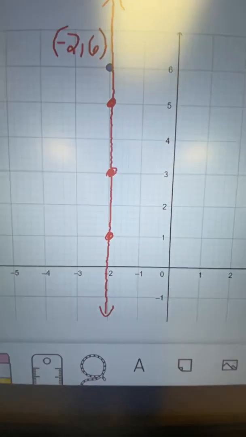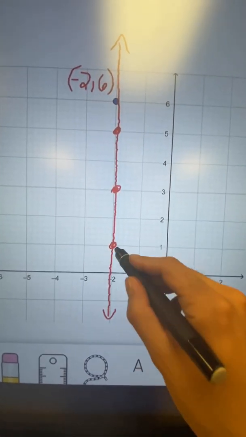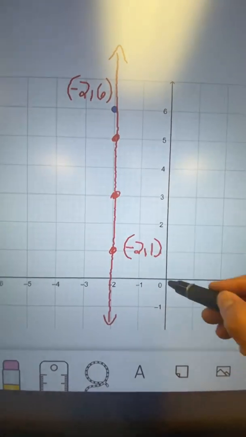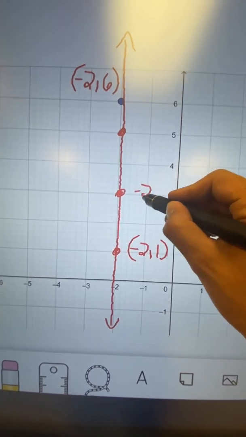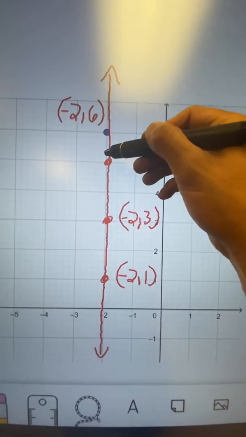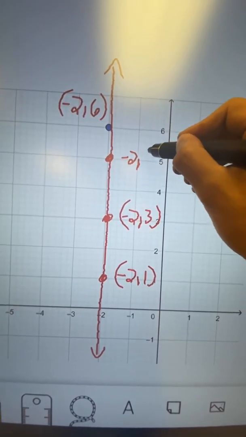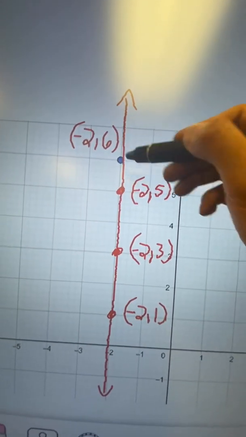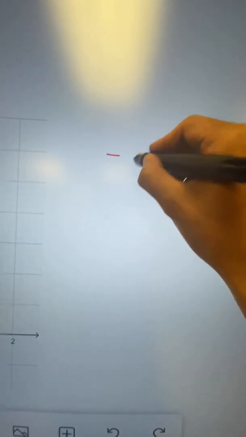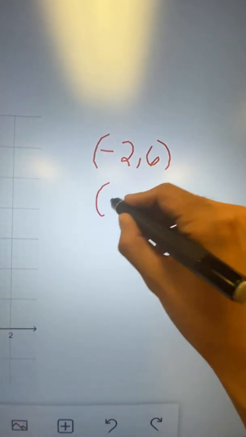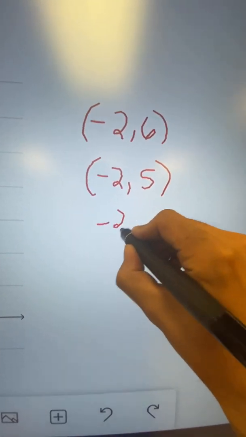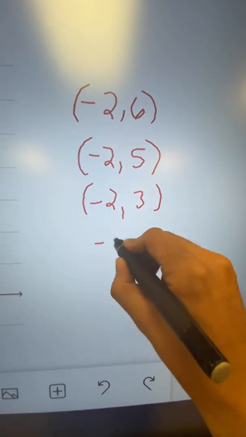And I'm going to write down the coordinates of each one. This is the point -2, 1. This is the point -2, +3. This one up here is -2, +5. And then we already had this one marked, -2, 6. Now looking at all these points, let me just organize them and put them on top of each other again. So we got -2, 6, -2, 5, -2, 3, and -2, 1.